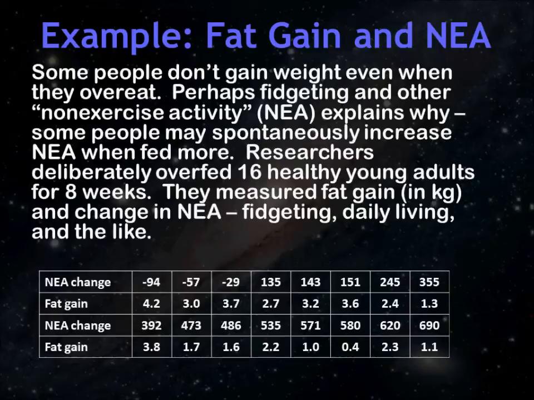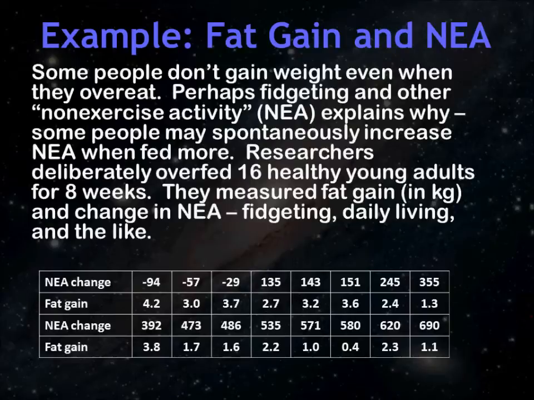Alright, here's another example. Because I ordered this originally differently, it's not going to be on your sheet, but let me give you the setup. Some people don't gain weight even when they overeat. Don't you hate those people? Yeah, I know. Perhaps fidgeting and other non-exercise activity, or NEA, explains why. Some people may spontaneously increase NEA when fed more.